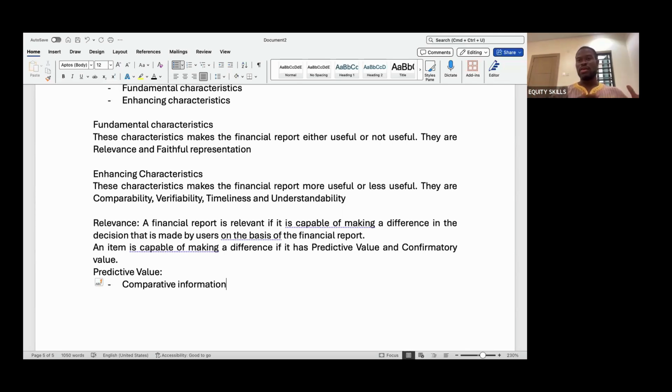In the sense that when you are seeing last year's performance, you saw that a company last year made 20,000. This year, it made 50,000. You are seeing the growth rates. You are seeing the growth. Then you can predict that, okay, next year, all things being equal, it should even do better. So you can use it to make predictions through the comparative information that they provide for us.